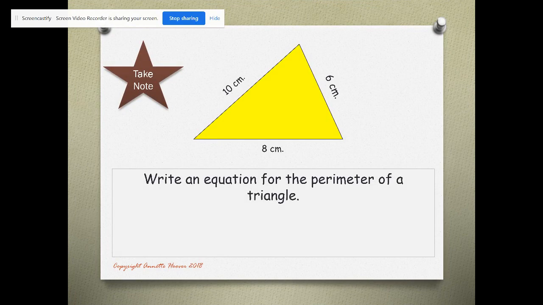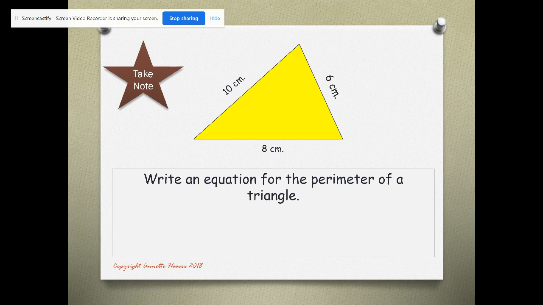Now, if you have this kind of triangle where all 3 sides are different, then the only way you can find the perimeter of this type of triangle is just to add the 3 sides together. Nothing fancy, just side A plus side B plus side C. It doesn't matter which one's A, B, or C. So when we solve it, we just plug in the numbers, 10 plus 6 plus 8. You simply add them together, and that would be 24 centimeters.